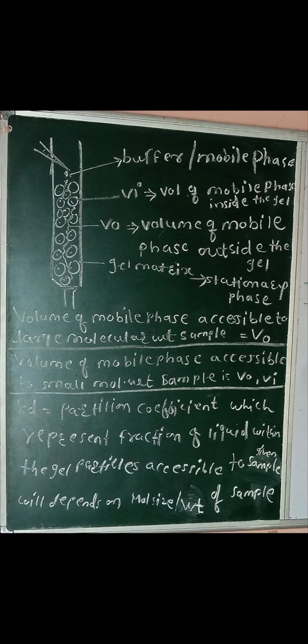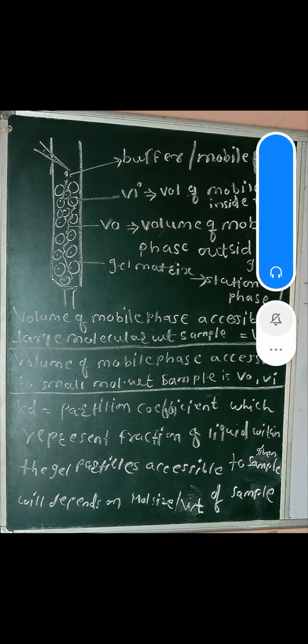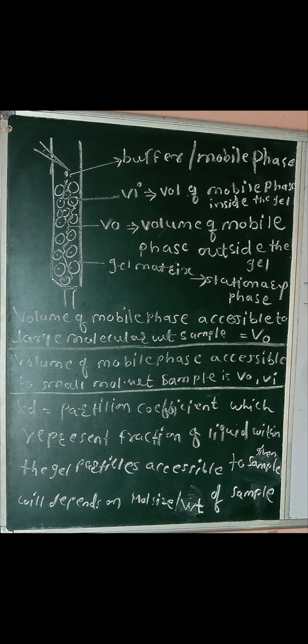Working of gel filtration column chromatography. As the sample moves down the column under the force of gravity, when we apply the mobile phase, nothing but buffer, the large molecular weight protein moves fast and the small molecular weight protein goes inside the pores of the gel beads. Here we are going to study the volume of mobile phase accessible to both large molecular weight protein as well as small molecular weight protein.